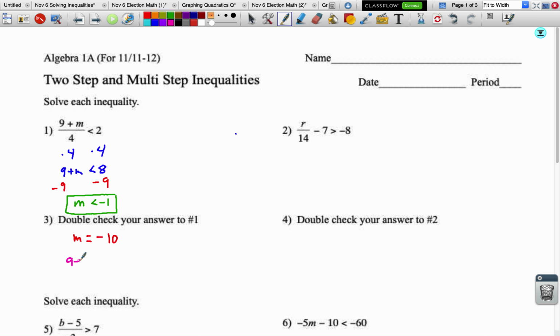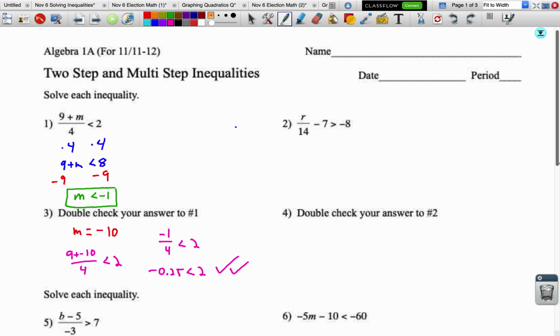So 9 plus a -10, divided by 4, is less than 2. That becomes a -1, so 9 minus 10 is -1, so -1 over 4 is less than 2, or -0.25 is less than 2. This is definitely a true statement. That's a good sign that we did this right. It's not foolproof, but it does tell us that at least this inequality is facing the correct direction.